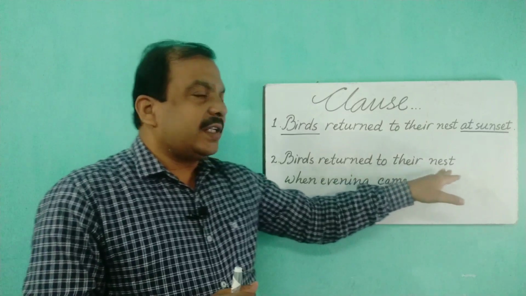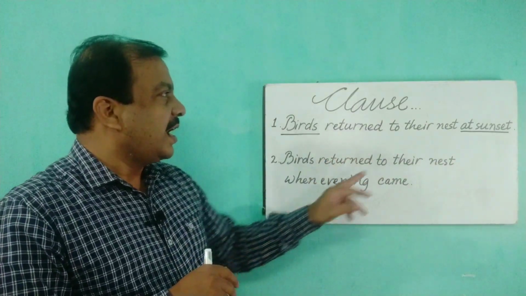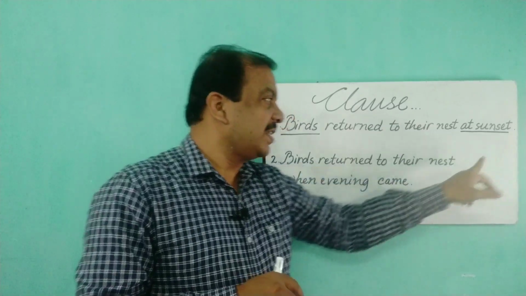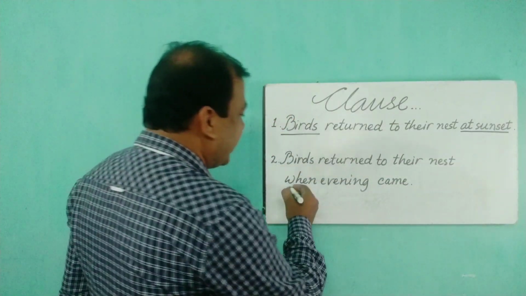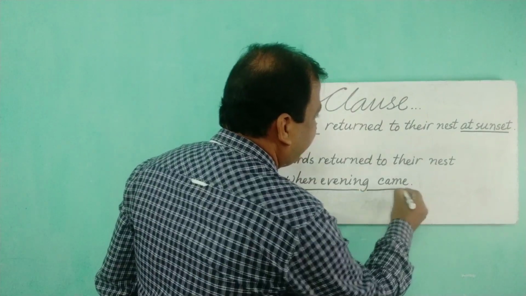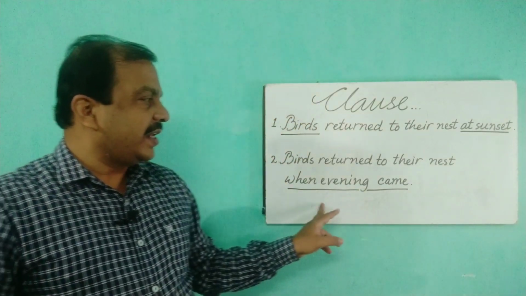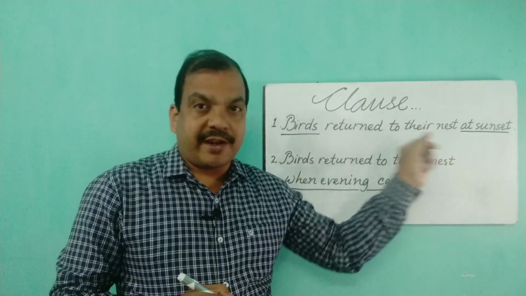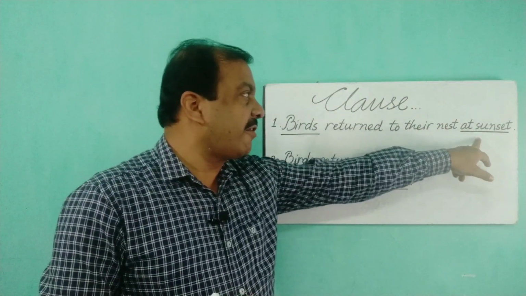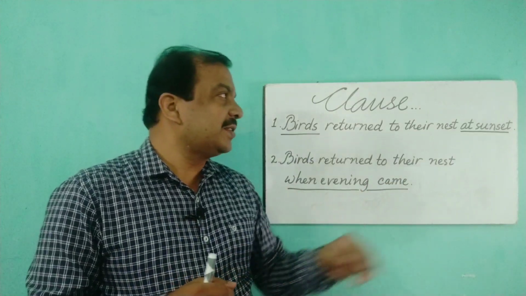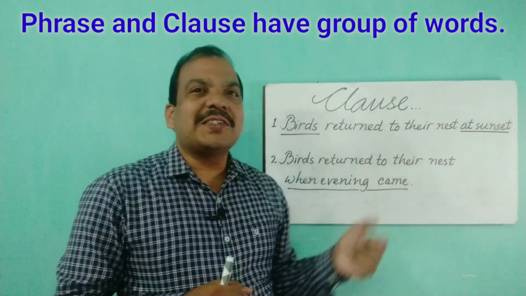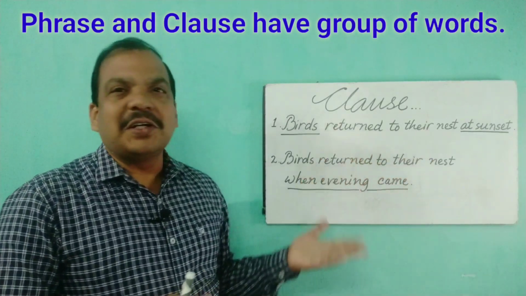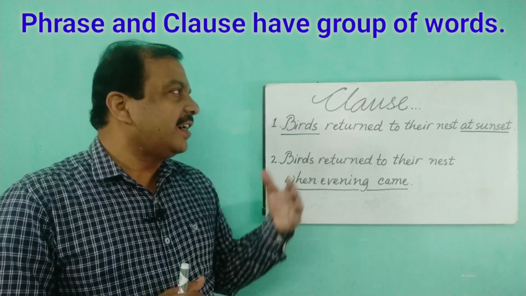Birds return to their nest. We discussed it, and it was at sunset, at the end of the sentence. But here, when evening came, let's first talk about the similarity between phrase and clause. When you talk about the phrase and clause, what are the similarities? A phrase is also a group of words. A clause is also a group of words. So what is the difference then?